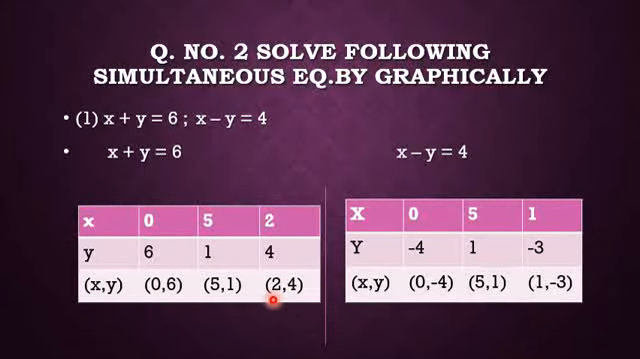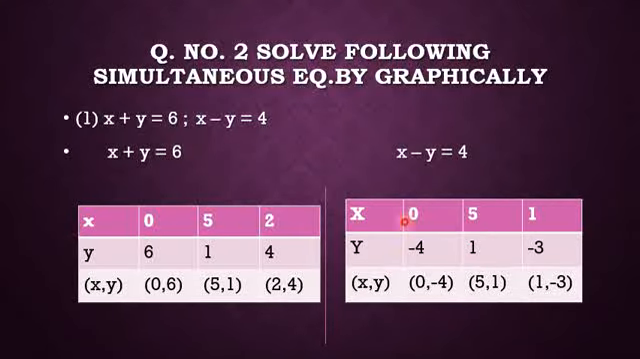In the second equation, x minus y is equal to 4. We can write x is equal to 0, then y is equal to minus 4. (x, y) is 0 comma minus 4. Then we can write x is equal to 5. That is 5 minus 1 is 4. That is y is equal to 1. The coordinate of y is 1. 5 comma 1. x is equal to 1.